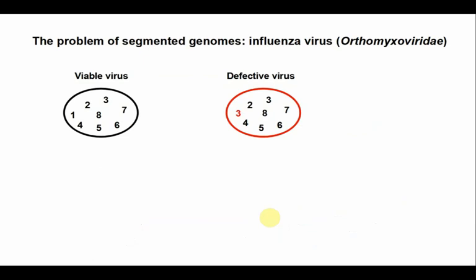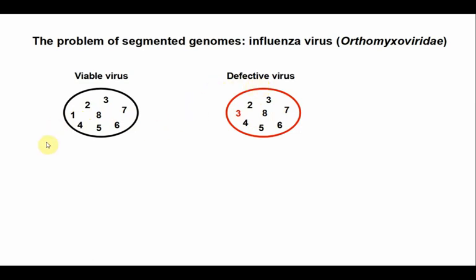Okay, so the last example is for influenza virus, also a mix of viruses. Now the problem they have is that in order to get a viable virus, you have to have one copy of each genome segment. And if you've got something like this, where we've got 2 copies of segment 3, we don't have a copy of segment 1, this would be a defective particle.